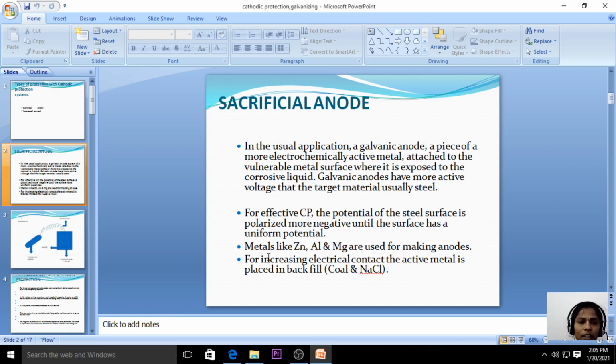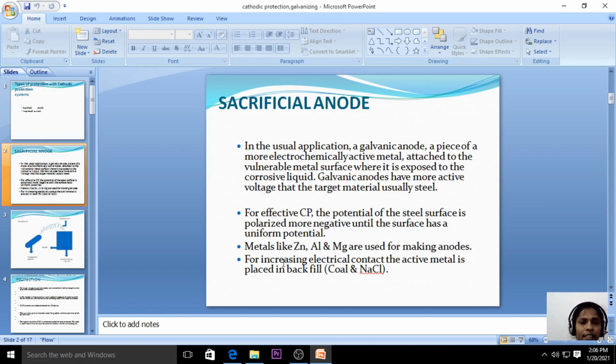Generally we coat or connect the steel pipes with zinc, aluminium and magnesium. These are used as the anode. These are highly active metals compared to steel because they are at the top position in the electrochemical series. So these act as the anode when connected with the steel.